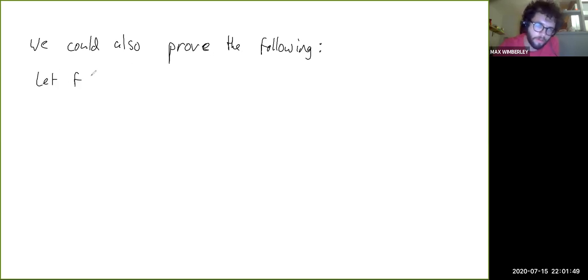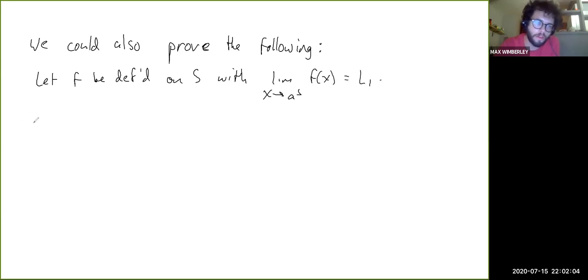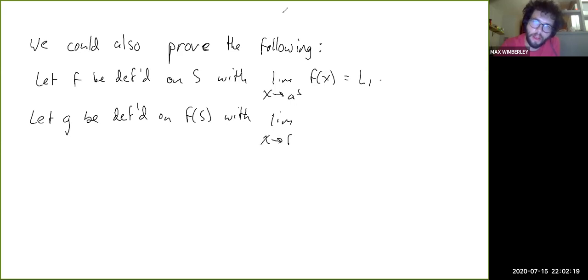Let f be defined on S with the limit as x approaches a along S of f of x equals L1. Let g be defined on f of S with the limit as x approaches L1 along f of S of g of x equals L2.